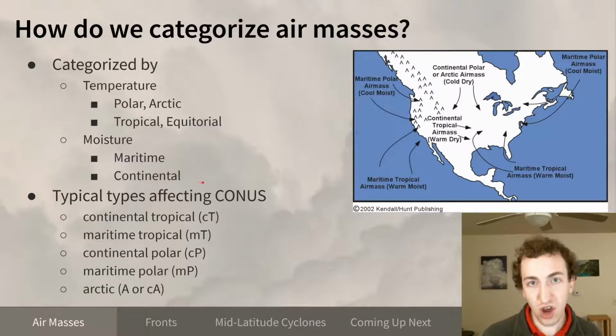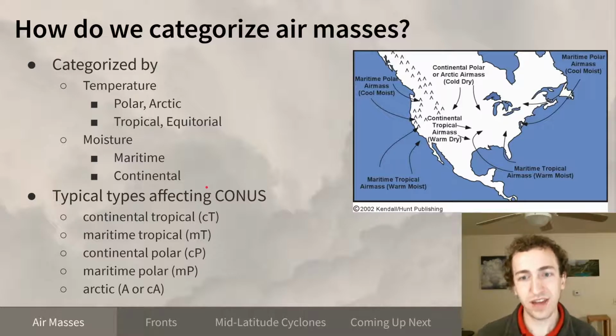Continental, if it's dry, coming over land. So typical types that affect CONUS, the combinations are continental tropical, so that's warm and dry air mass. Common source region for that is over the southwest of the US. Maritime tropical, that's a warm, moist air mass coming from over here in the Pacific or over here, Gulf of Mexico, Caribbean, more southern portions of the Atlantic, relative to the US, of course.